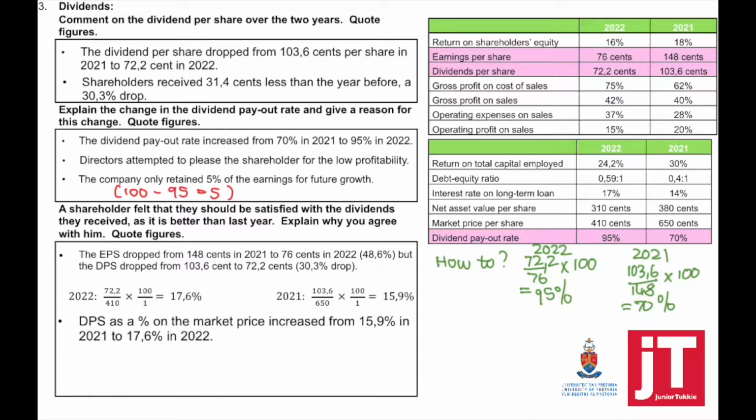In 2022, we take the dividends divided by the market price. In 2021, we're going to do exactly the same. We take our dividends per share divided by the market price. So now if I compare the two percentages, there's an increase from 15.9% to 17.6%. This means that the dividends per share as a percentage on the market price increased.